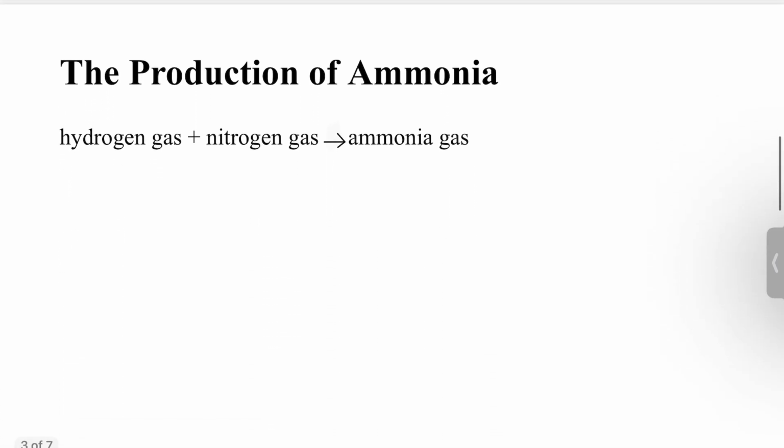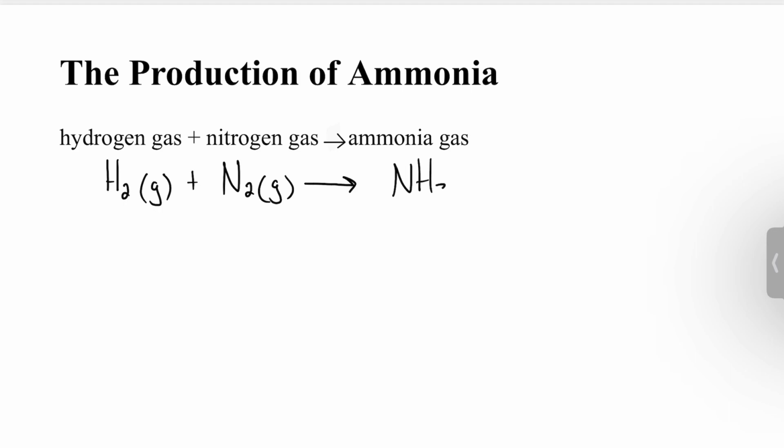We'll use the production of ammonia as our example. Before you start any kind of stoichiometry problem, you need to make sure you have a balanced chemical equation. So hydrogen is H2. Nitrogen is also diatomic, N2. And ammonia is NH3.